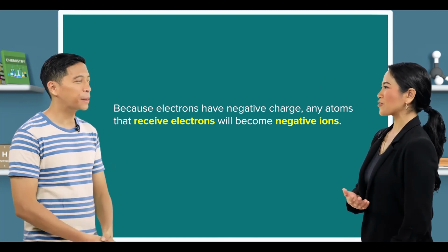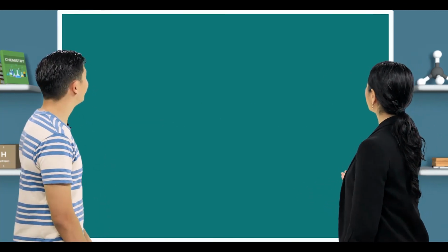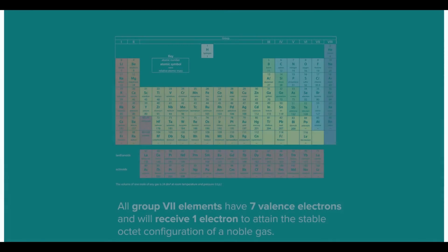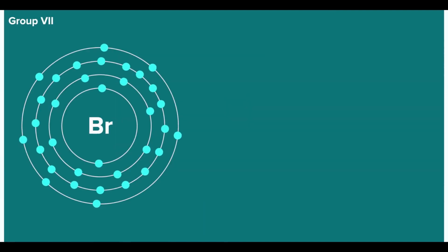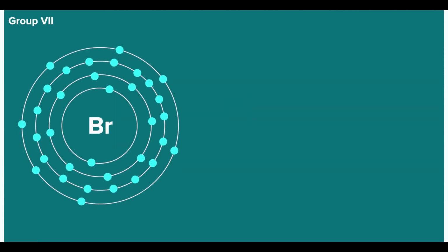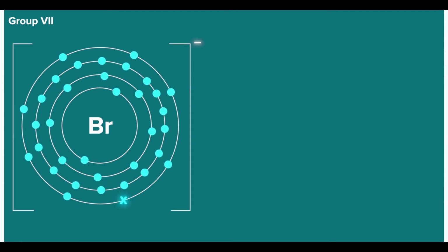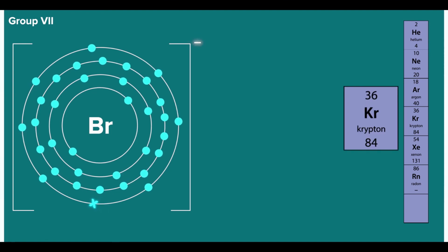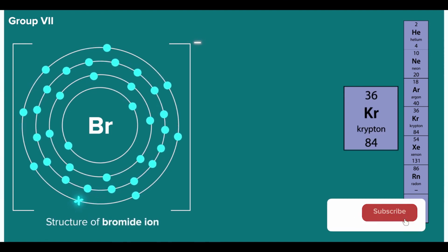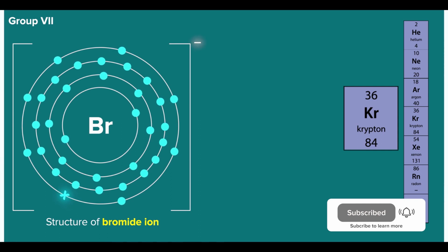Can you give some examples, please? Sure. Let's look at group 7 elements. All group 7 elements have 7 valence electrons and will receive 1 electron to attain the stable octet configuration of a noble gas. Using bromine as a representative of group 7, it will receive 1 electron in order to achieve the stable octet configuration of krypton. Thus, it becomes a bromide ion with a -1 charge.